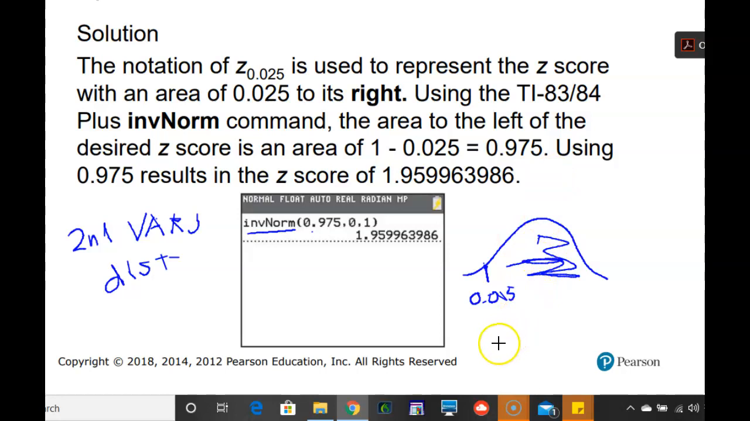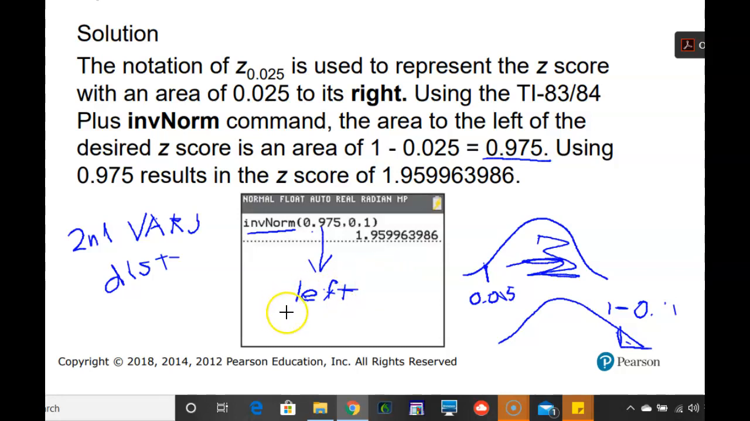Well, since the standard normal curve is symmetric, it would be the same. If this probability was 0.025, this would be the z-score of 1 minus 0.025. That number up there. So what this inverse norm function does is it finds the area to the left of 0.975. And that will be the same as the area to the right of 1 minus 0.975 because of the symmetry.